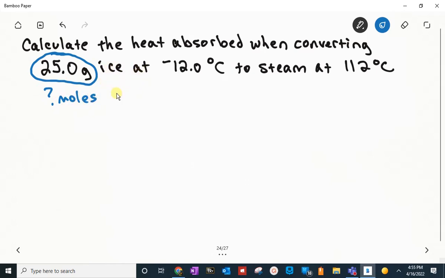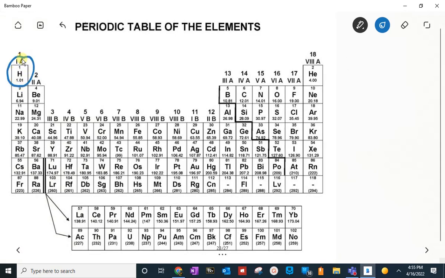So we know ice or water, this is H2O. So we need to find out how many grams of H2O equals 1 mole of H2O so we can figure out what this 25.0 grams of ice is. So we go to our periodic table and H is right over here and the atomic mass is 1.01, but we have two of them because it's H2O. So we take that times 2, so we get 2.02.